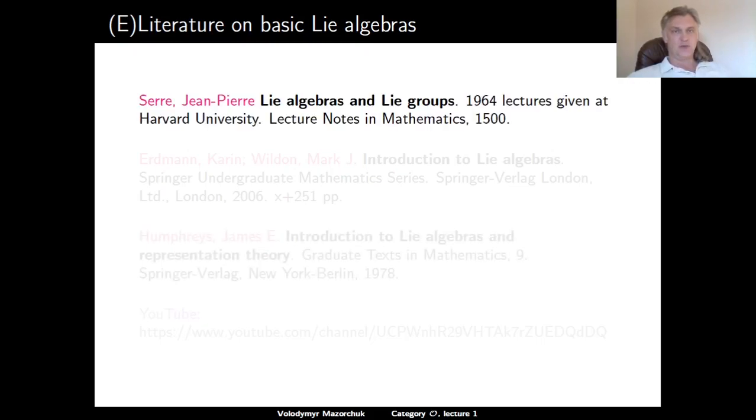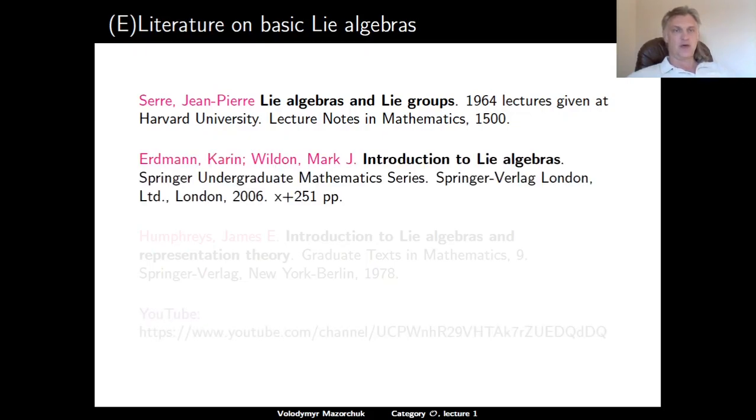One of the best books for basic Lie algebra theory is the book by Serre, which is called Lie algebras and Lie groups from 1964. A more recent book is a book by Erdmann and Wildon, Introduction to Lie algebras, which is from 2006. It contains a lot of details and also a slightly different approach to the one which you can find in the literature for several statements.